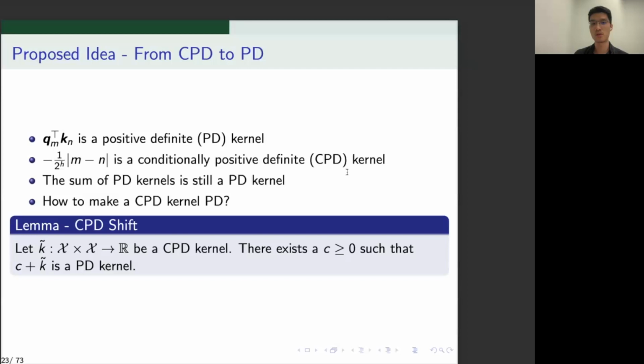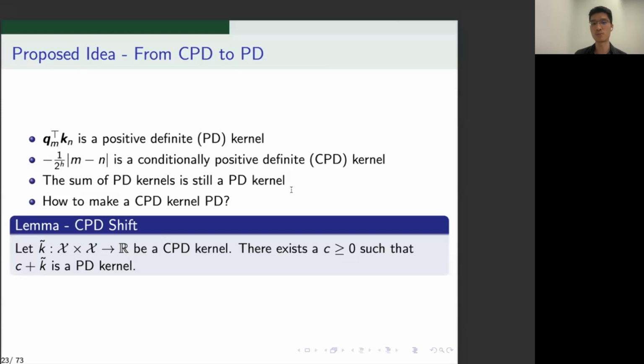So we decided to borrow ideas from kernel methods, because the first term is a positive definite kernel. It's just a generalized form of inner product. And the second term, because it models the negative distance between two positions, is actually a conditionally positive definite kernel. It's very close to a positive definite kernel, but there are some conditions here. I believe the details might not be too important here. We just want to know how to make a CPD kernel PD. And why do we need to do that?